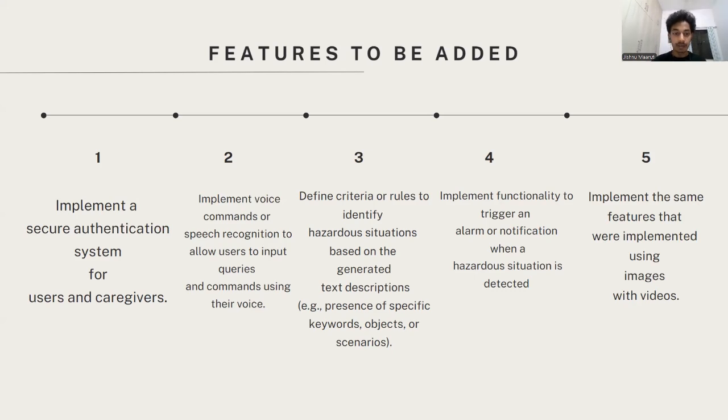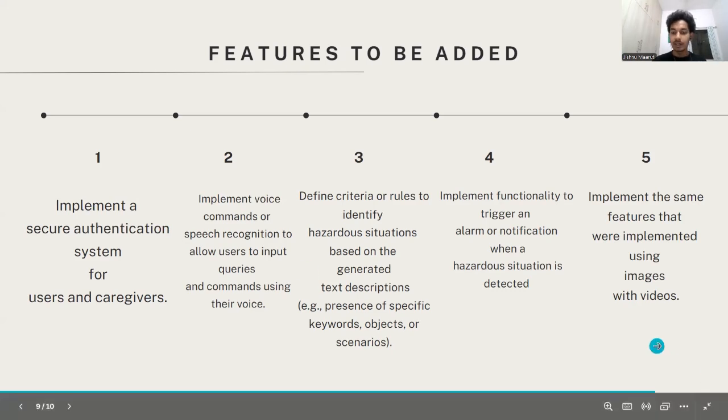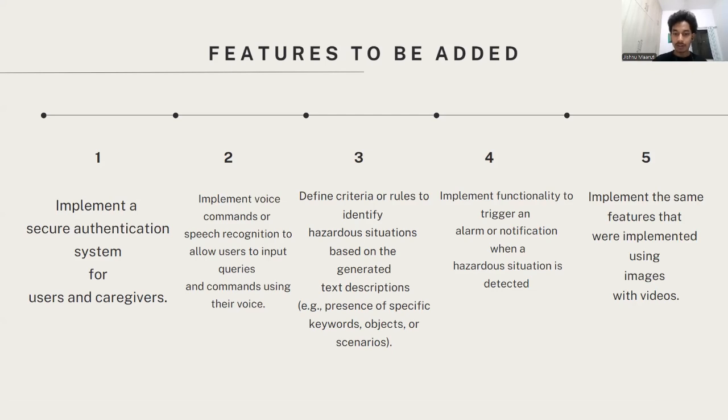And then the next one, to implement voice commands or speech recognition to allow users to input queries and commands using their voice. So yeah. And the third one is to define criteria or rules to identify hazardous situations based on the generated text descriptions: presence of specific keywords, objects, or scenarios. For example, a stop sign, or a fire on the road, or a puddle of water. We strive to achieve this by fine tuning the model.